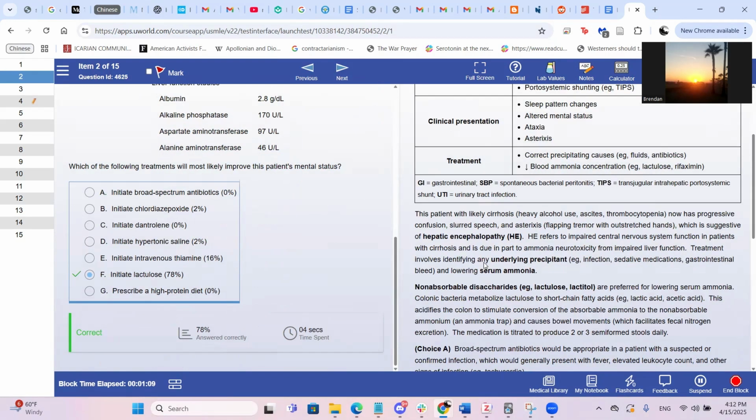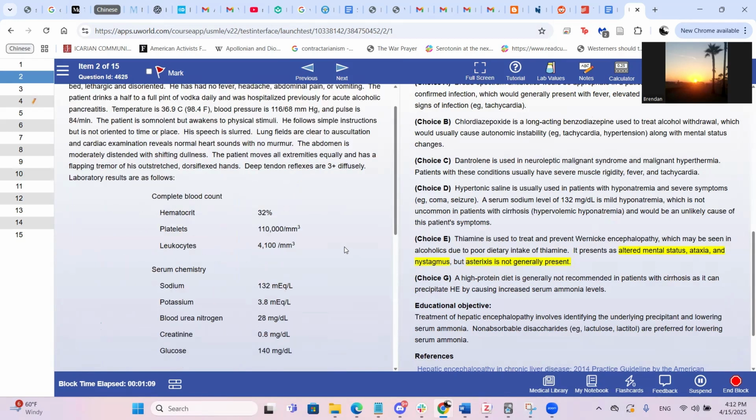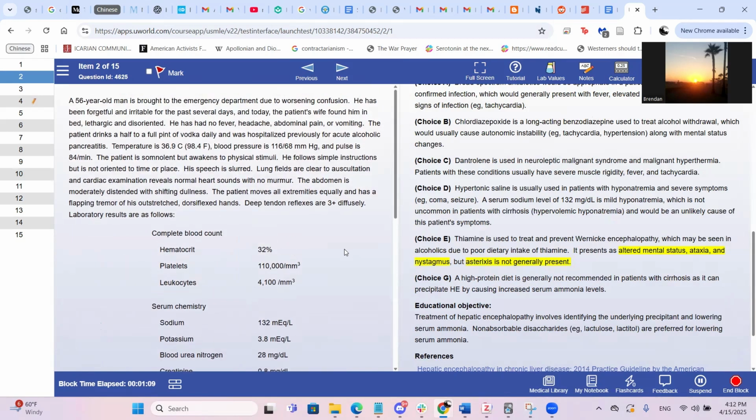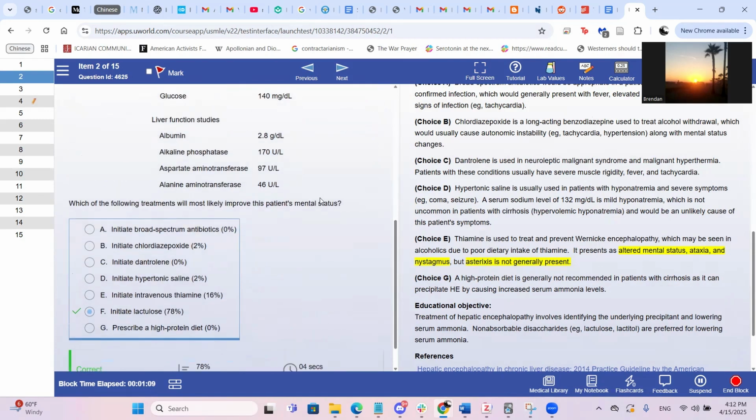I didn't make too many highlights here. There isn't too much that would be confusing with this question. You just have a cirrhotic patient who is altered. But I did notice the second most popular question was E.